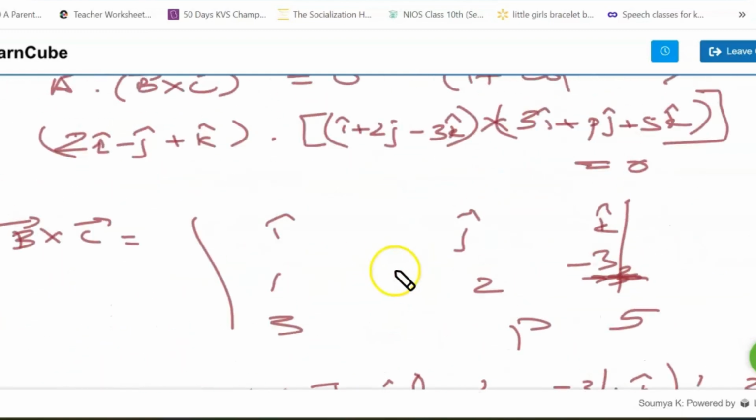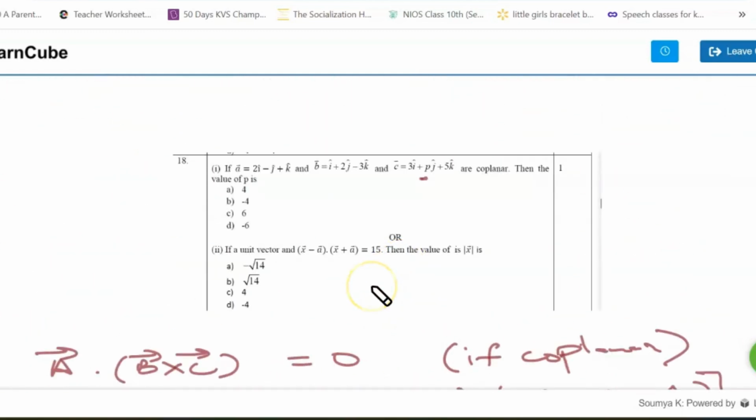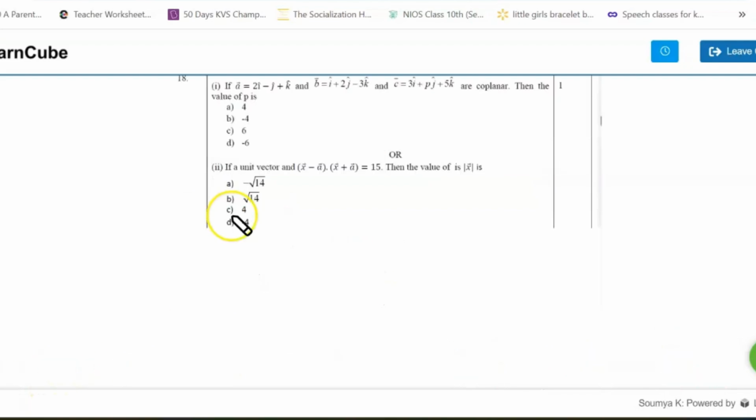Let's see in the option which is the matching. This B is matching, minus 4. B is the answer. Our question is, if a is a unit vector and the given equation is equal to 15, then the value of this vector is. Okay. To do this, first write out what is given to you.